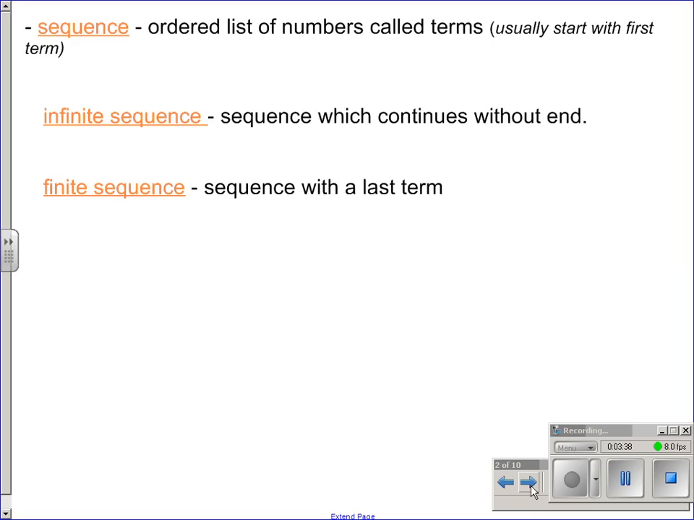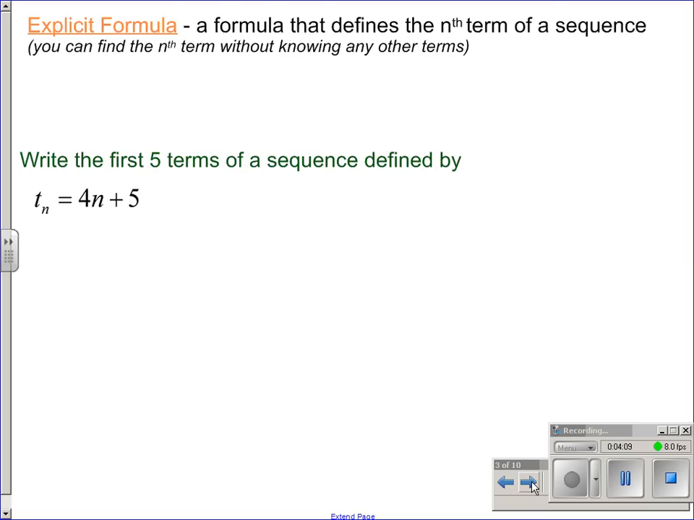All right, so you have an idea of what a sequence is. It is an ordered list of numbers called terms. I usually start with the first term. That seems kind of obvious, but it's going to make more sense in a minute. There are 2 generic types of sequences. Infinite means it continues without end, so what you'll see is those dots. It means the sequence just keeps on following that same pattern. A finite sequence just ends. There is a last term.